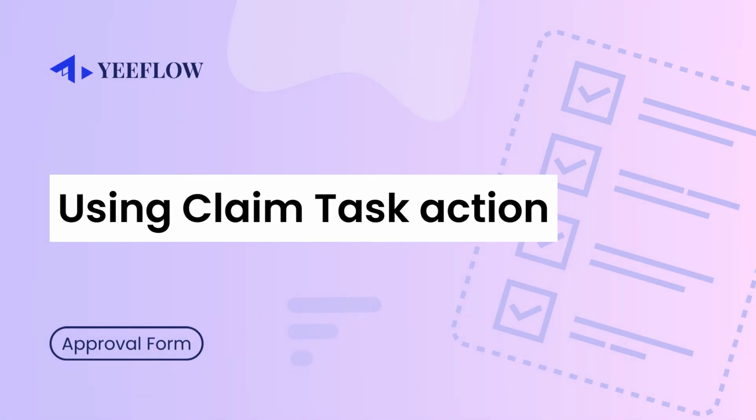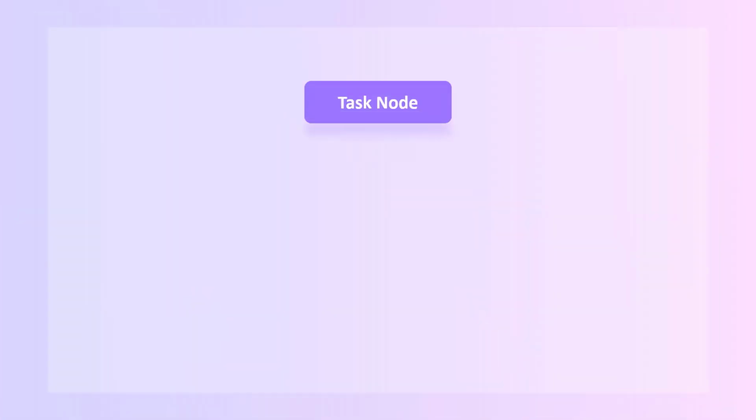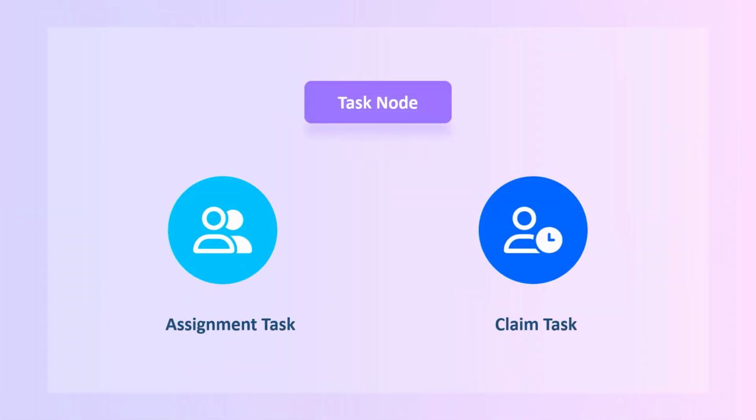Today, we'll explore the Claim Task action, a unique feature for managing approvals and tasks. The Claim Task action, much like the assignment task, is a versatile tool for generating approval tasks or tasks to be completed, all while waiting for user action. However, it differs significantly in how it handles task assignment.